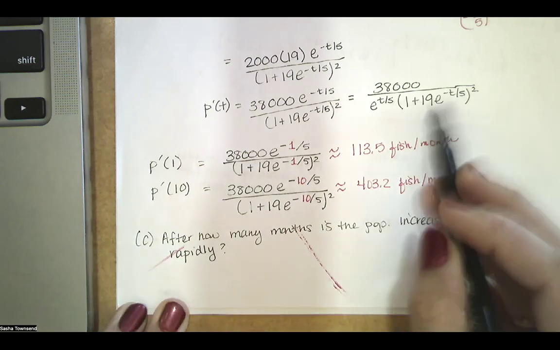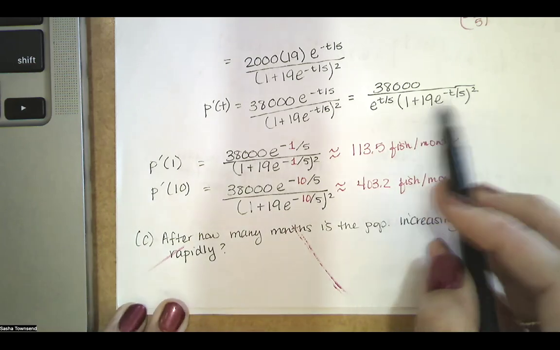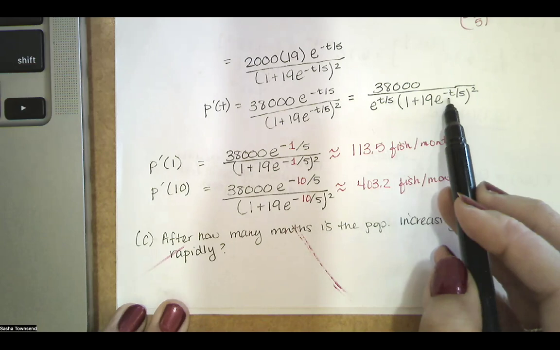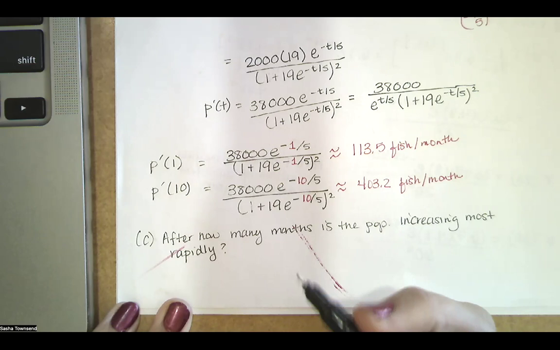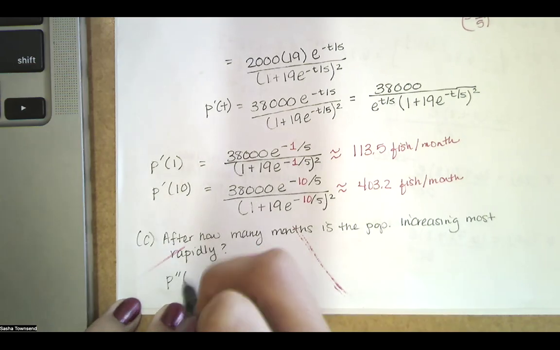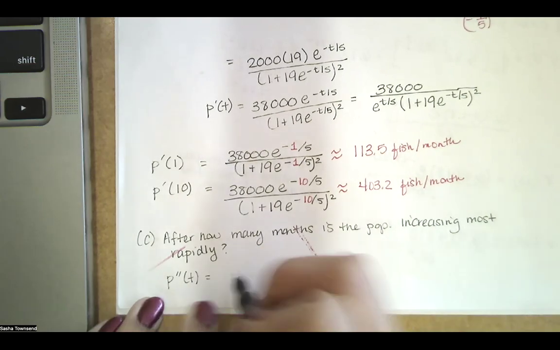This exponential is always positive. We multiply it by 19, so it's still positive. Then we add 1, so it's still positive. So this is always... yeah, I think we're going to have to compute the second derivative. So let's do the second derivative of p with respect to t.